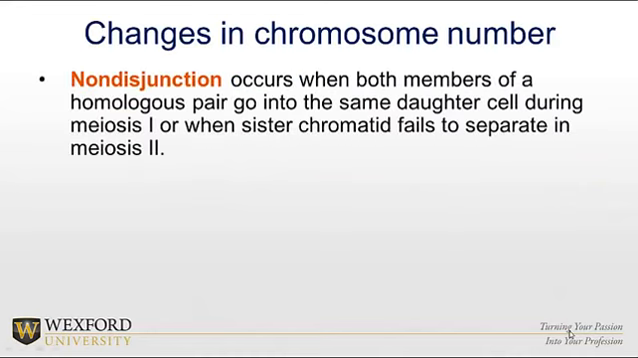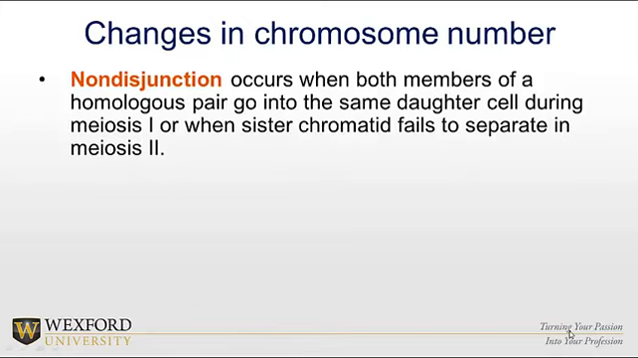For example, one example would be nondisjunction. That occurs when both members of a homologous pair go to the same daughter cell in meiosis 1, or when a sister chromatid fails to separate in meiosis 2. Well, let's think about what that really means.